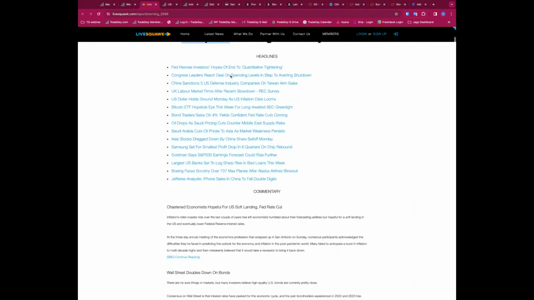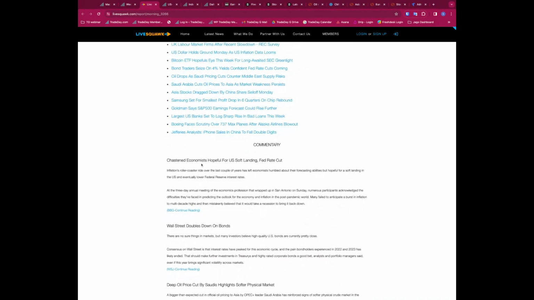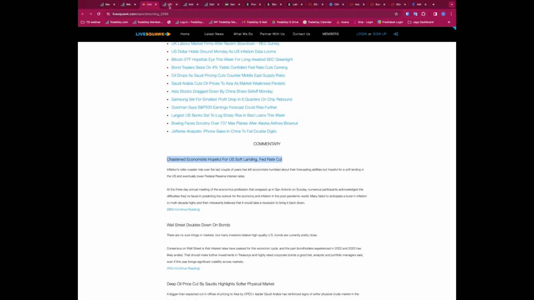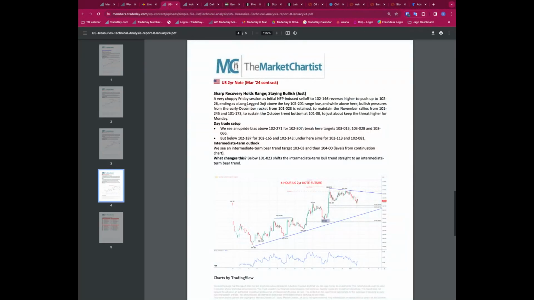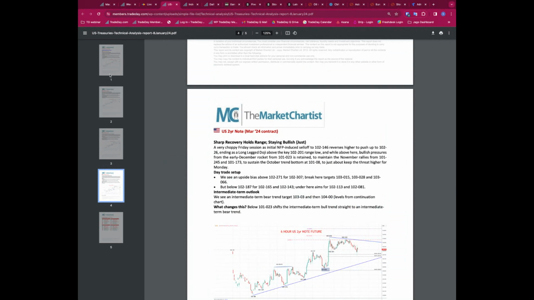The standout for me was the quantitative tightening, the Fed reviving hope that the quantitative tightening strategy is going to end. So that's kind of a dovish shift as well. And the market's now chasing economists hopeful for a soft landing and a Fed rate cut as we go into this year.